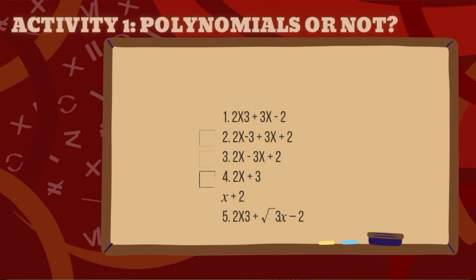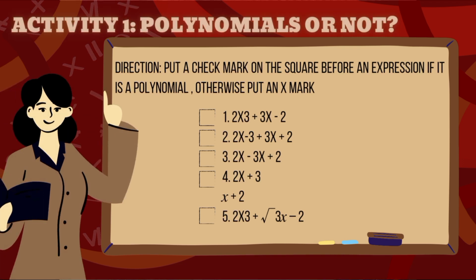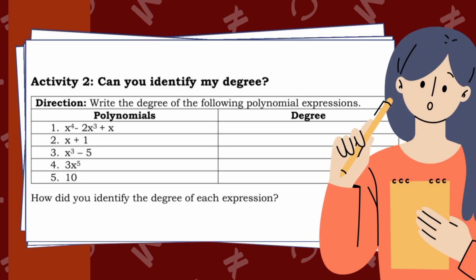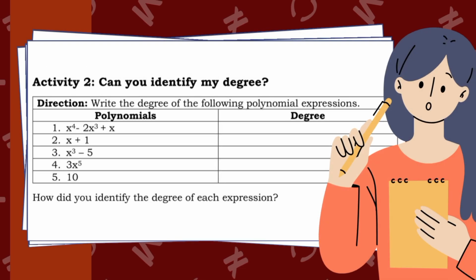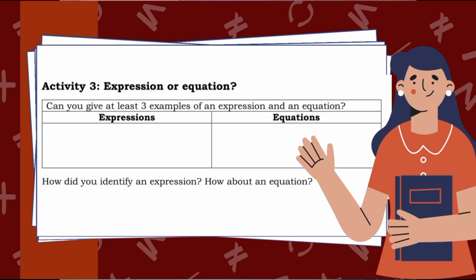Let us start with a simple exercise. Put a check mark on the square before an expression if it is a polynomial, and put an X mark if it is not. For another activity, write the degree of the following polynomial equations. For the last activity, try to think of at least 3 examples of an expression and an equation.